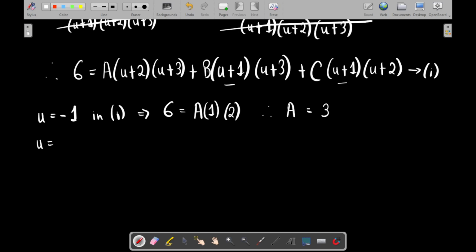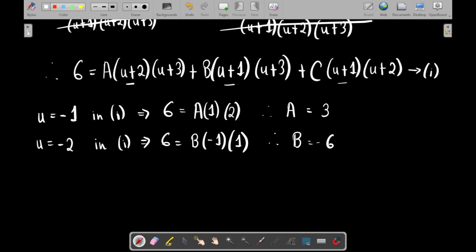Similarly, in order to get b, since u plus 2 is not there, we can use u equal to -2, because u plus 2 is there in A and it is there in C again. So putting u equal to -2 in 1, the left hand side will be constant 6, and this A will vanish and this C will vanish, right? So only B will be left, and this will be B times -2 plus 1 will be -1, and this is -2 plus 3, which is 1. So we get minus B equal to 6, so B equal to -6, right?